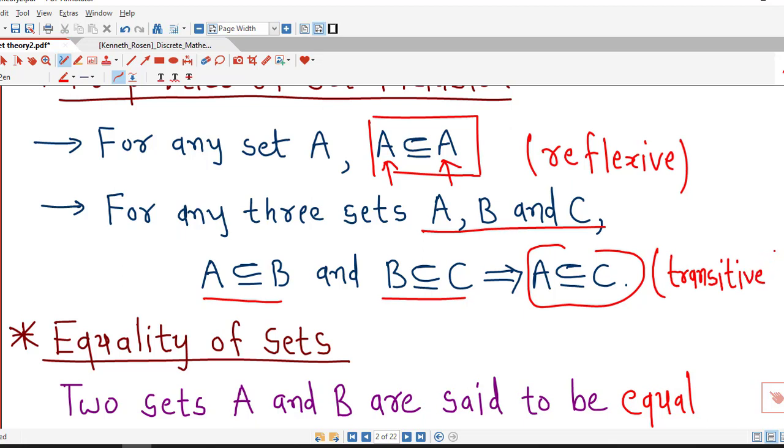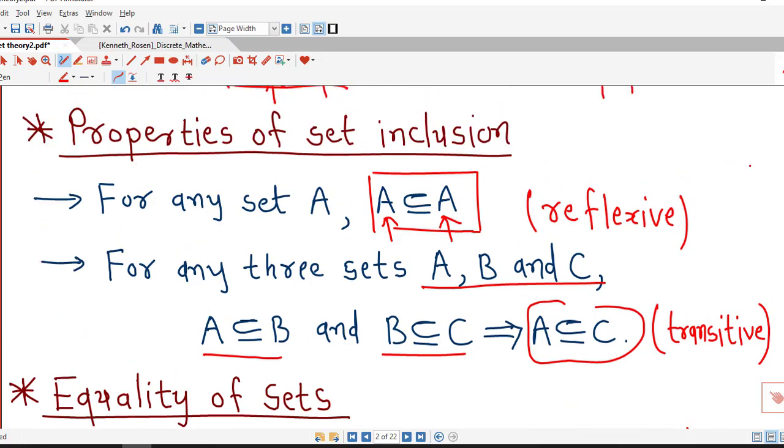We will talk about these properties in detail in the topic of relations whenever we start it. So for now we will just assume these properties. They are obvious. For any set A, A is included in itself, and if we have 3 sets A, B and C, and A is included in B and B is included in C, then A is always included in C.